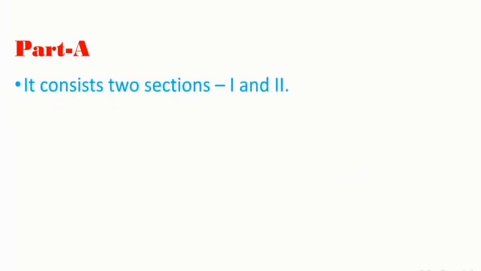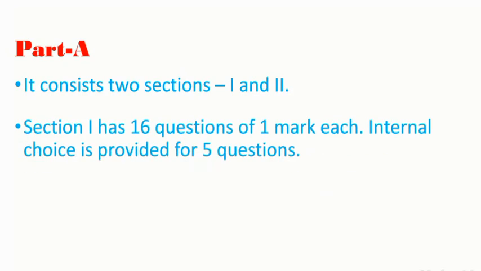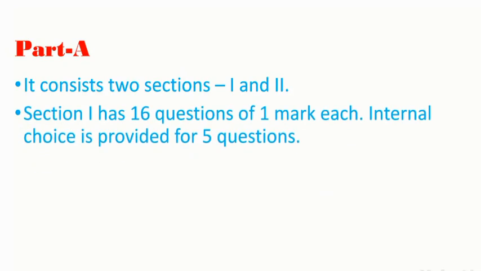Next, we are going to see part A, how part A is. It consists of two sections, section 1 and section 2. Two sections we have in part A. Section 1 has 16 questions of 1 mark. 16 one-mark questions are given to us. Internal choice is provided for 5 questions. Any 5 questions they will give choice. So section 1 has 16 questions, each carries 1 mark. So 16 marks you will get from section 1.